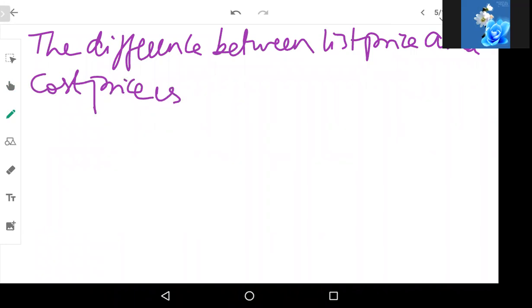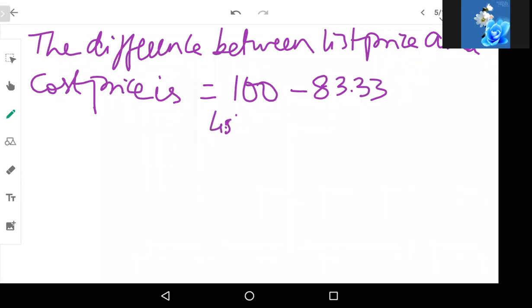is, list price we had assumed it to be 100. In the starting of the problem, we assumed list price to be 100. And then we found out the cost price is 83.33. Correct? So this is the list price minus this is the cost price.